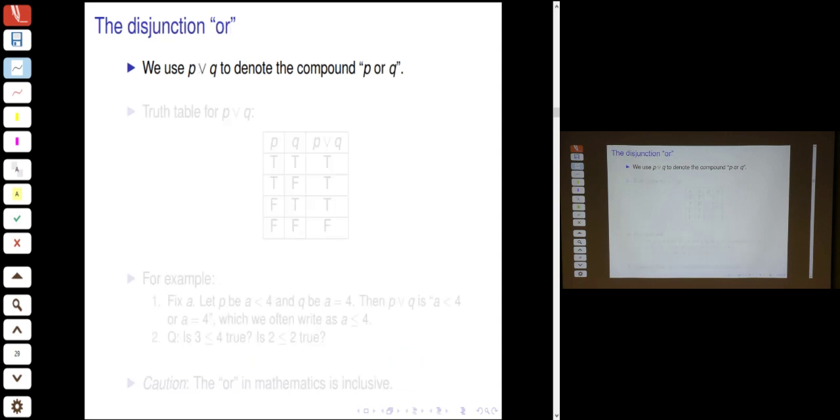Okay, and then we move on to the next one. Any questions so far? Should be quite easy, right? So now we move on to the next one.